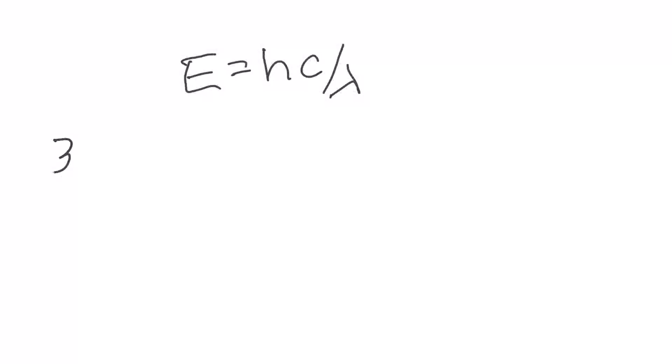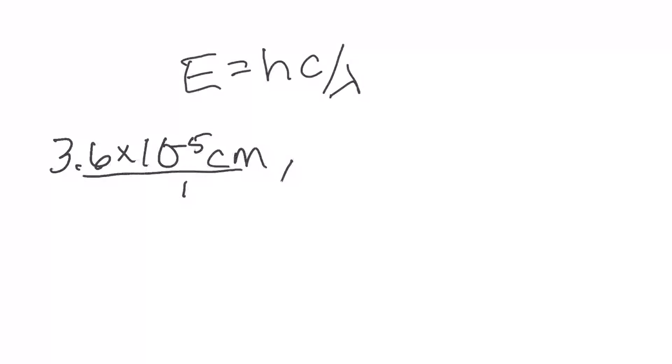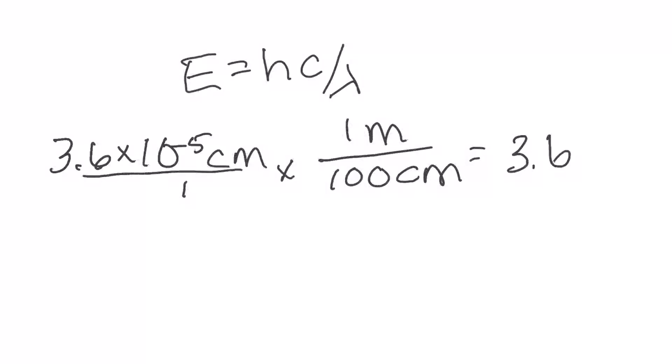It's given 3.6 times 10 to the negative 5th centimeters. And hopefully you remember your conversion factors, but there's 100 centimeters for every 1 meter. And that gives me an answer of 3.6 times 10 to the negative 7th meters. So notice it's really just moving the decimal place over 2, and the answer is 3.6 times 10 to the negative 7th meters. So now I have that, and that's my wavelength value. I can go ahead and do the next step, which is substitute.